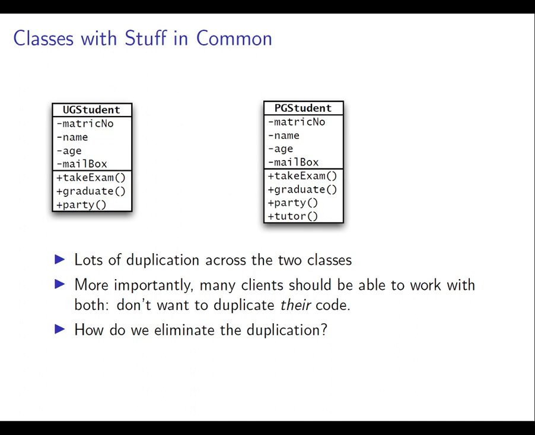So there are 2 things going on here. You might say, there's lots of duplication between these 2 classes, so wouldn't it be nice to be able to save the effort of writing that code twice? But more importantly, there may be many clients out there that should be able to work with both, and we don't want to duplicate the code of the clients, and that's actually much more important. How can we eliminate the duplication in both of those things? That's the job of inheritance.